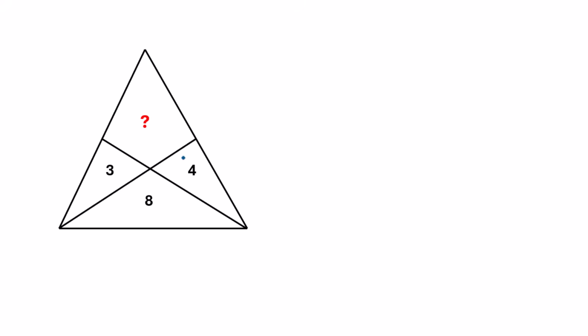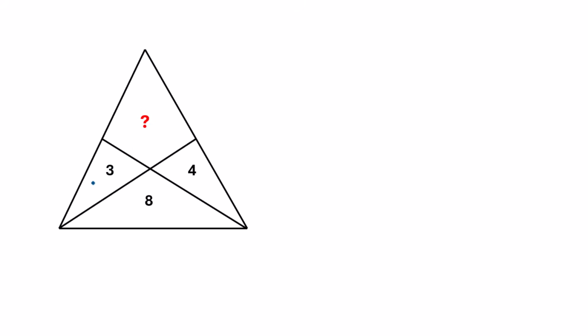We have a triangle and it has been divided into 4 parts such that the area of this triangle is 3 square units. The area of this triangle is 8 square units. The area of this triangle is 4 square units. We have to find the area of this quadrilateral.